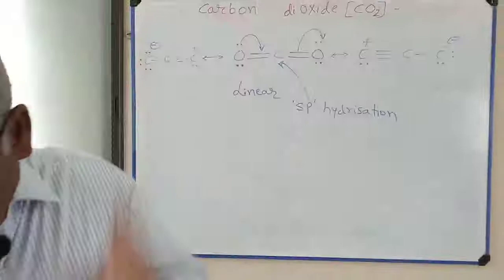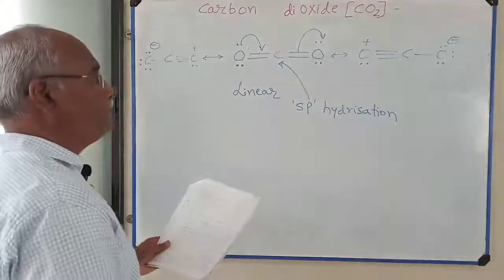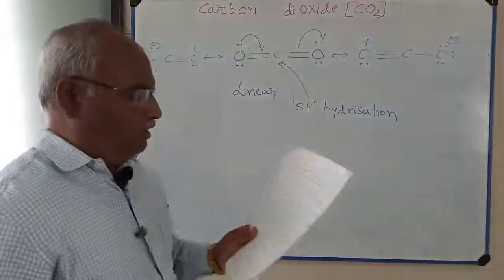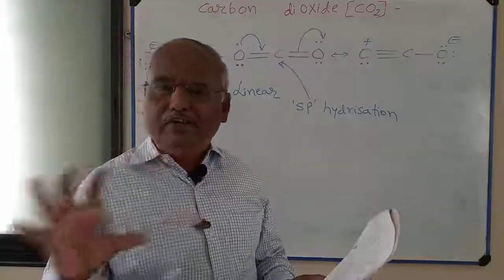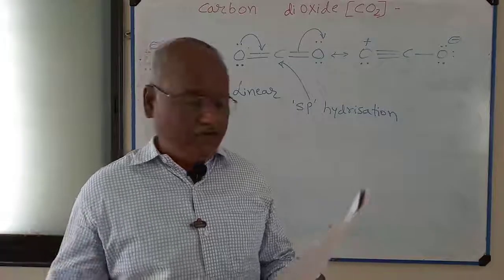Let me check whether it is correct or not. I think it is correct. So this carbon dioxide molecule is linear. It has no dipole moment.